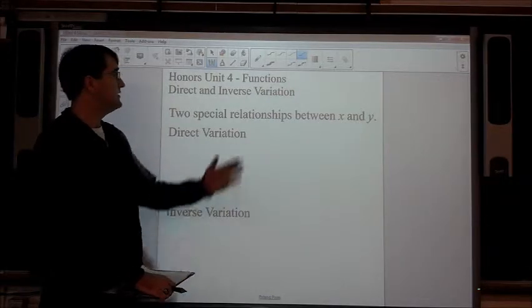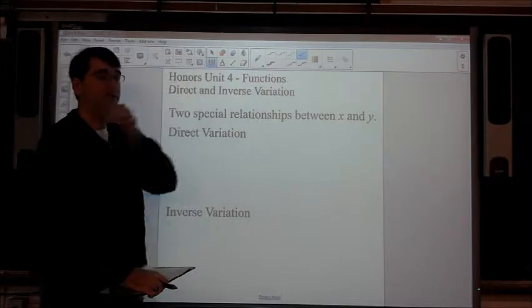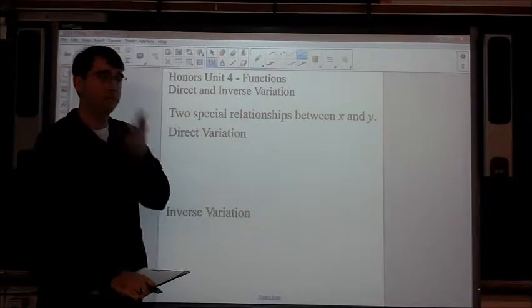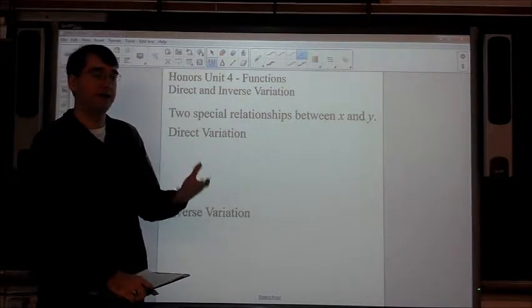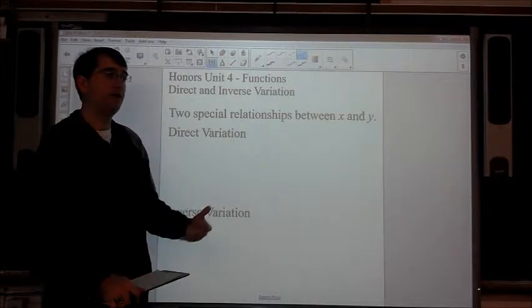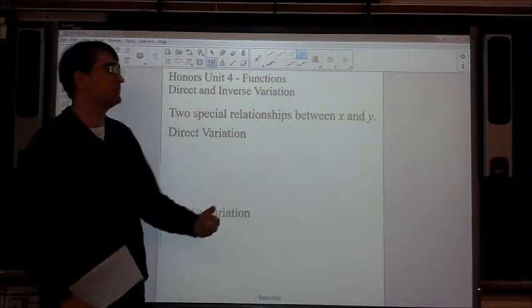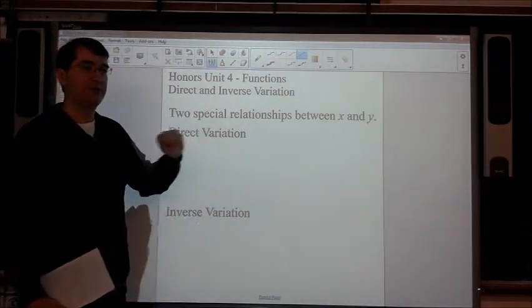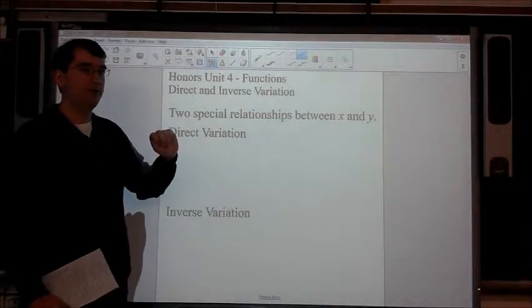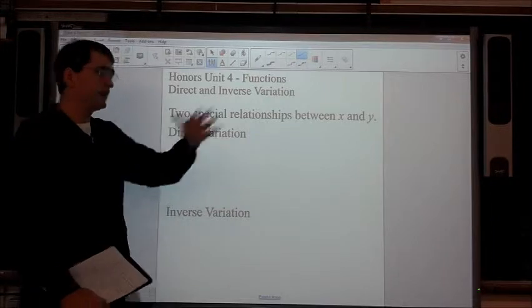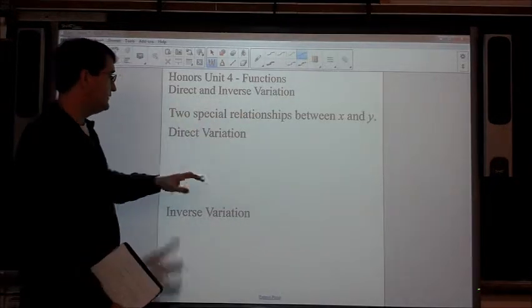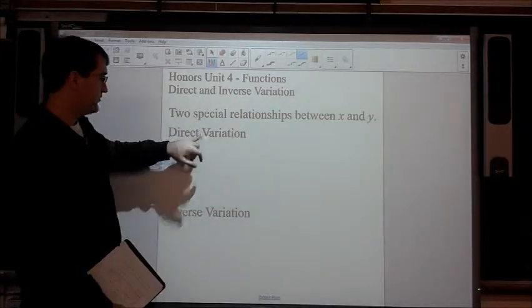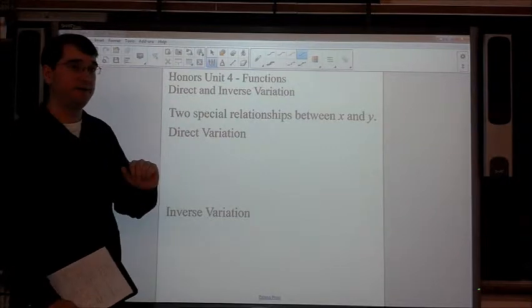This chapter, or this unit rather, is all about functions. And functions are relationships. We're connecting x to y somehow. We're looking at how the variables x and y are related to each other. And there are two special types of relationships between x and y that have particular names. There are other relationships that have other names, but this video is about direct and inverse variation.